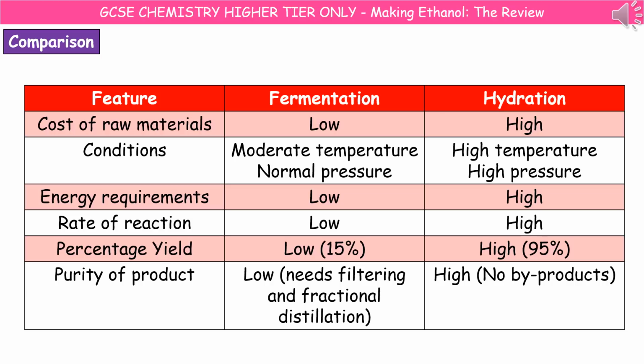In terms of the percentage yield, then fermentation only makes about 15%, whereas the hydration is a much higher yield at 95%. And then finally, the purity of the product, then hydration has the higher purity because it has no byproducts, whereas fermentation has a low purity and we need to undergo the process of filtering and fractional distillation to just get the pure ethanol at the end.